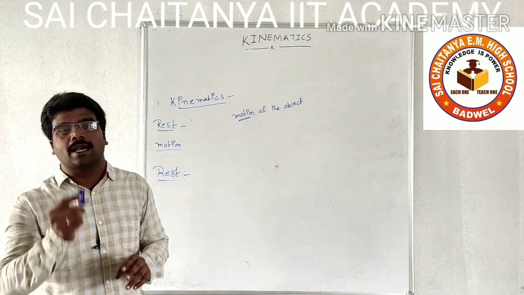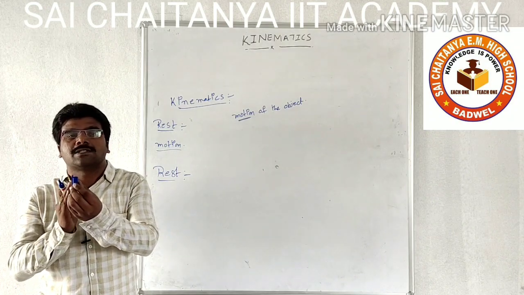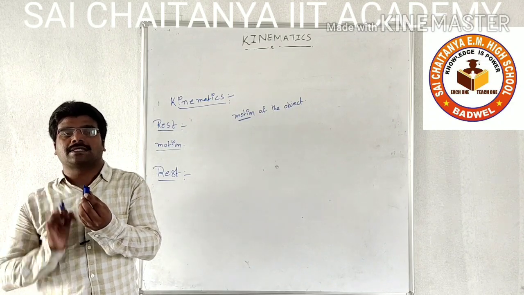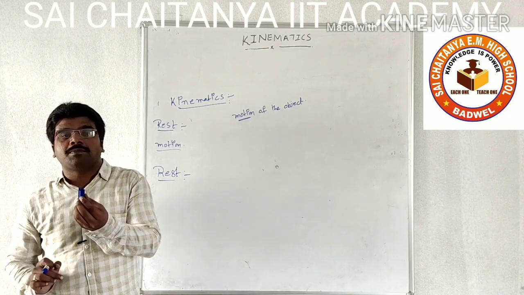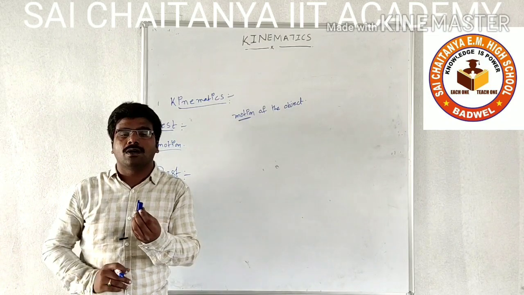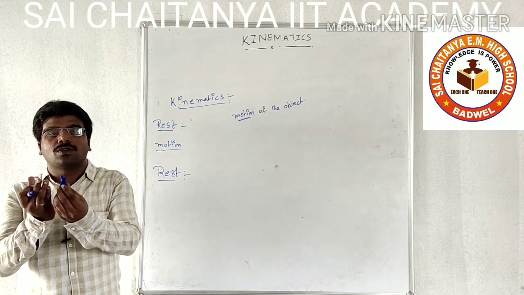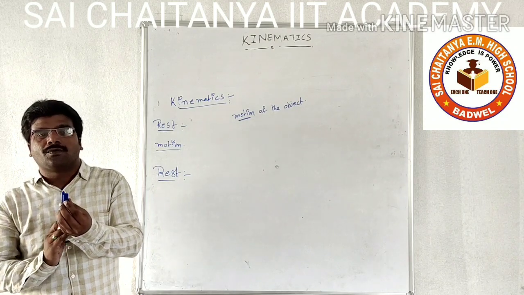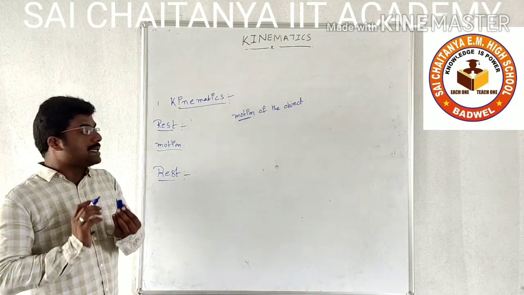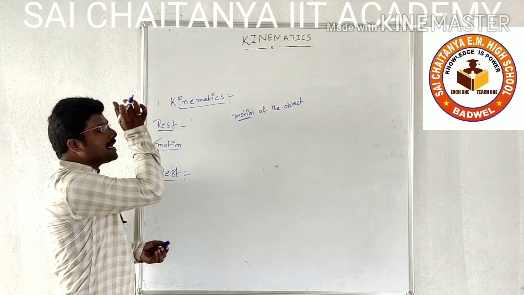For example, take a cap. With reference to me, the cap is not changing its position with time, so the cap is said to be at rest. If you observe the same cap with reference to the moon, the cap will be moving because the earth is rotating. Due to the earth rotating, the cap changes its position with reference to the moon. So with reference to the moon, the cap is in motion, and with reference to me, the cap is at rest.